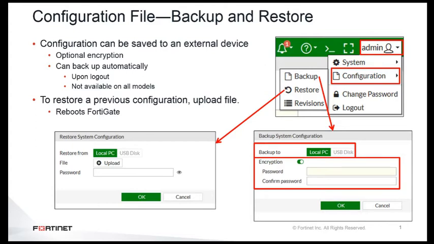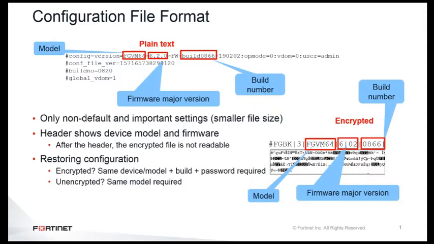Restoring a configuration file is very similar to backing one up and restarts the FortiGate. If you open the configuration file in a text editor, you'll see that both encrypted and unencrypted configuration files contain a clear text header that contains some basic information about the device. The example on this slide shows what information is included.